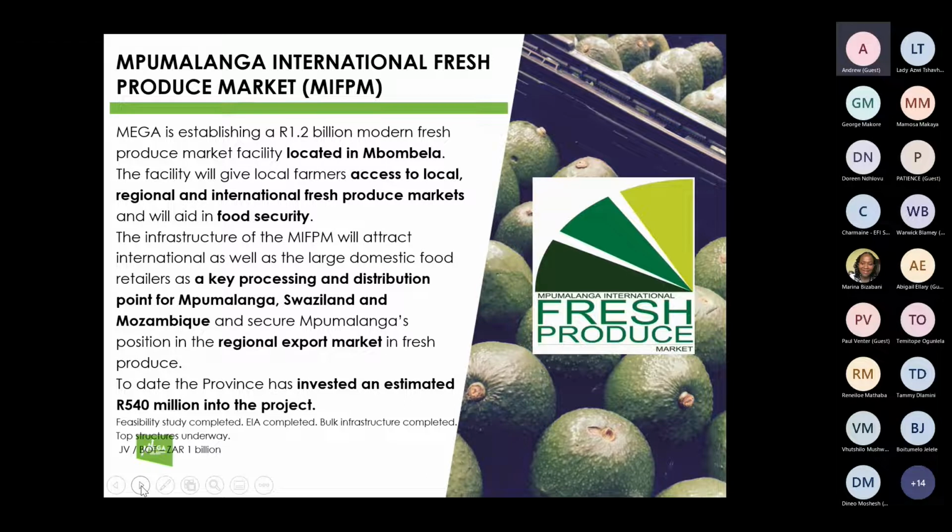MEGA has been directly involved in establishing a 1.2 billion rand modern fresh produce market facility located in our capital city, Mbombela. This was initiated by our previous president and the current deputy president. What we found was that although Mpumalanga was a large producer of fruits and vegetables, all the products tended to be shipped to Johannesburg and then redistributed from there. So we're trying to create access to local, regional and international fresh product markets through the Mpumalanga International Fresh Produce Market.